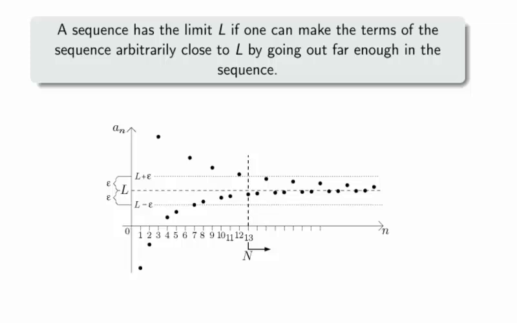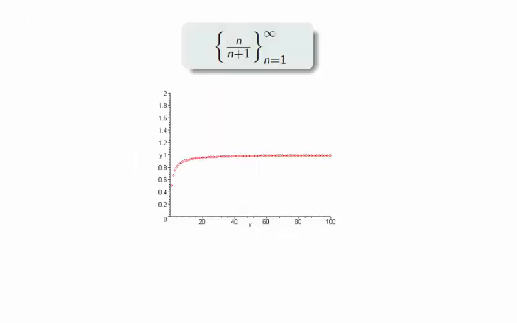Notice that for any positive epsilon range from our limit L, we can go out far enough in the sequence so that eventually all of the terms of the sequence cluster within this range. If we plot the sequence n divided by n plus 1, then we see that as we go further out in the sequence, the terms get closer and closer to 1. Therefore, the limit as n goes to infinity of n divided by n plus 1 equals 1.